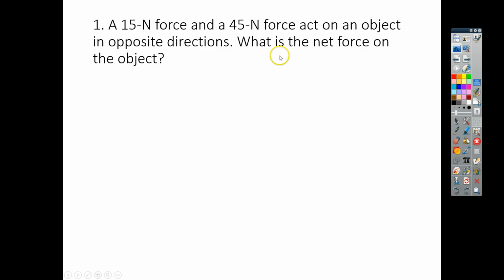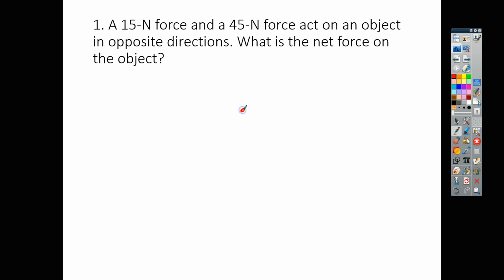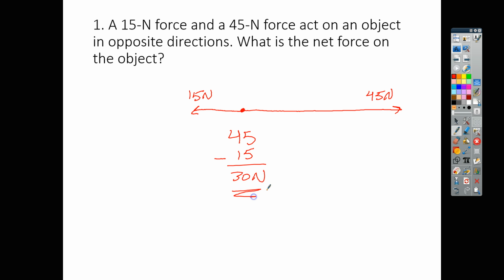These are concept questions. The first one says there's a 15 Newton force and a 45 Newton force acting on an object in opposite directions. So we'll draw the first one, which goes over, and it's 45 Newtons. Then we have the second one that goes to the left, and it's only 15 Newtons. The easiest thing to do here is just subtract the two forces. We have the one going to the right minus the one going to the left, and we end up with a 30 Newton force. So that would be your net force on the object.